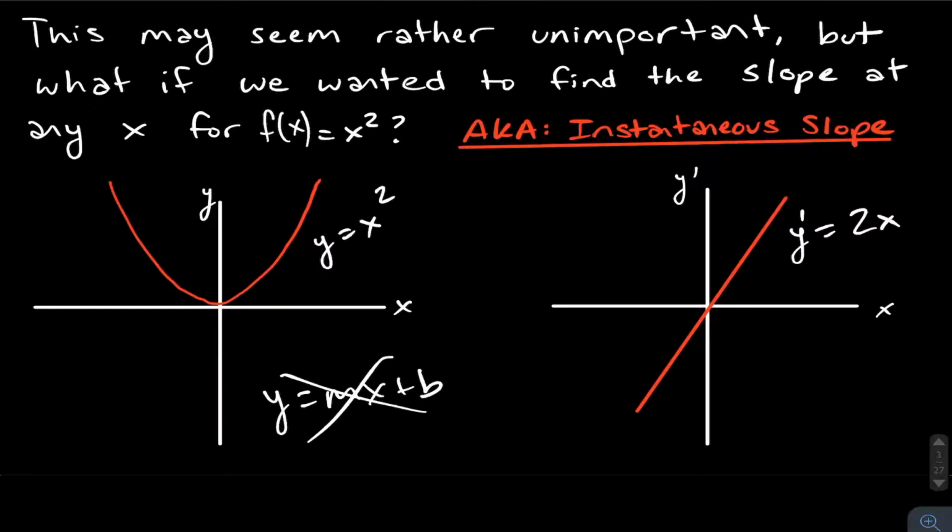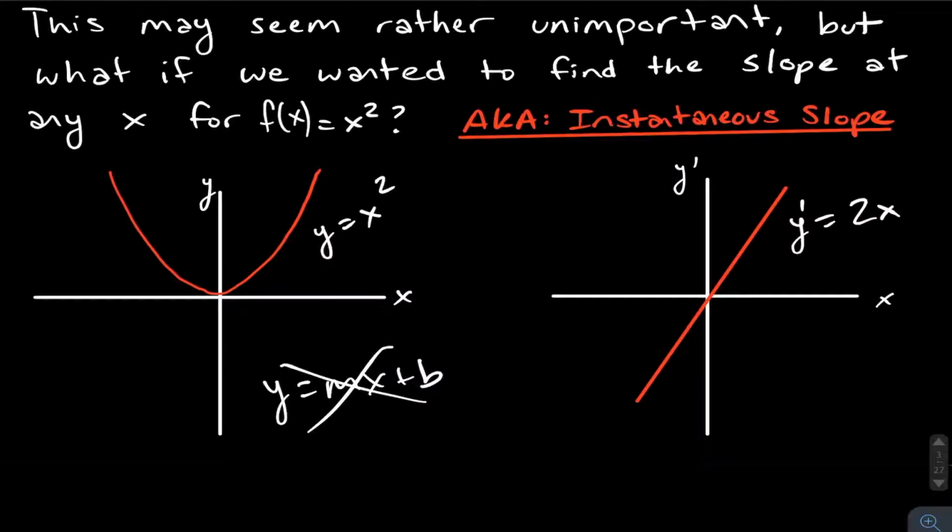Let's plug in some points here. Let's plug in, how about 0? So if we have y prime equals 2x, let's plug in 0. If we plug in 0 for x, we should get that y prime at 0 equals 0, because 2 times 0 is 0. And this is talking about the slope right here.